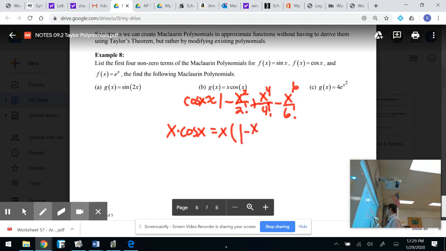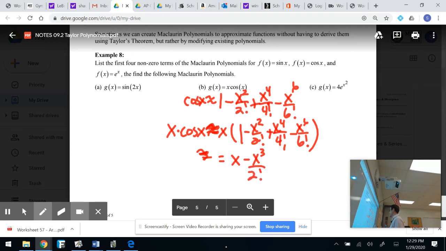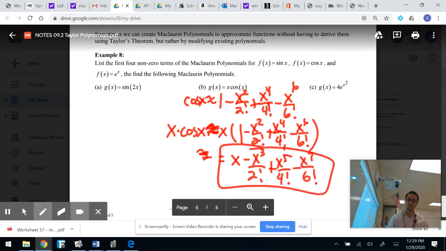I guess I'll show all my work, right, class? Because these are your notes, and you want to have good, complete notes. All right, so let's just distribute. And that is equal to x minus x cubed over 2 factorial plus x to the 5th over 4 factorial minus x to the 7th over 6 factorial. Not bad, right? Maybe the next one now, it gets a little bit trickier.